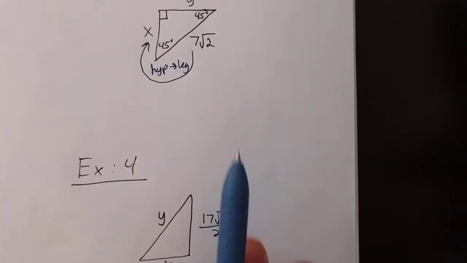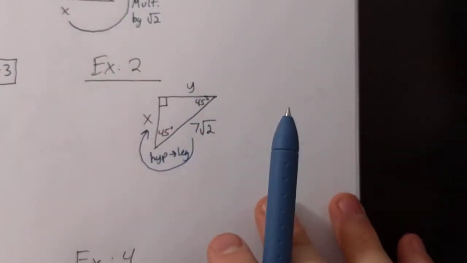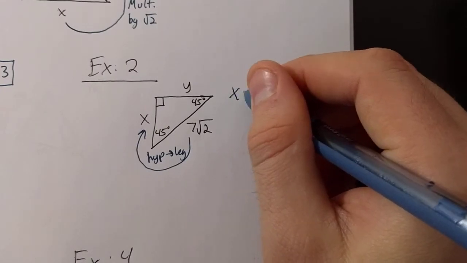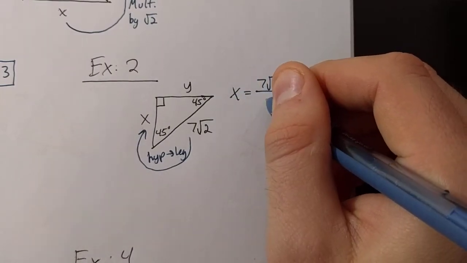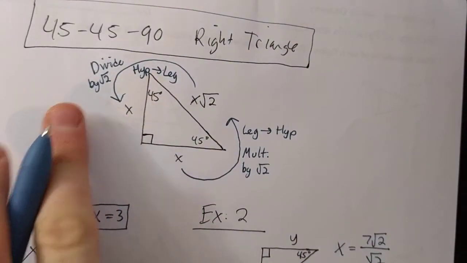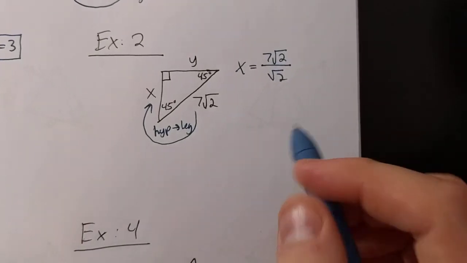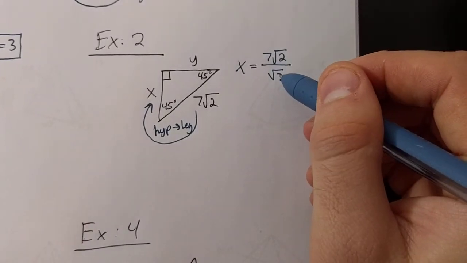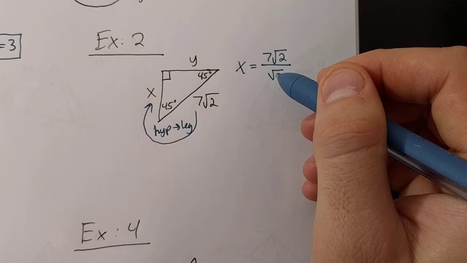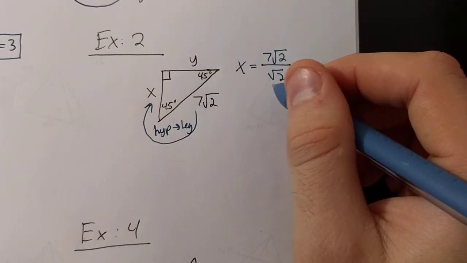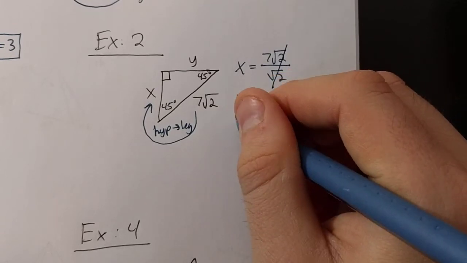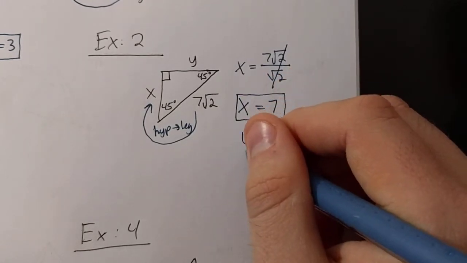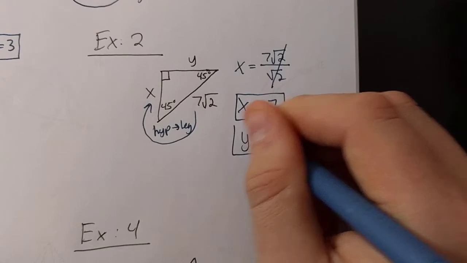So I'm going to take my hypotenuse, 7 root 2. I'll just start with x. 7 root 2, and I'm going to divide by root 2, because remember that's what it says over here. Divide by root 2 when you're going from hypotenuse to leg. Root 2 over root 2 ends up being 1, so it cancels out. So you're left with x is 7, which then makes y 7.